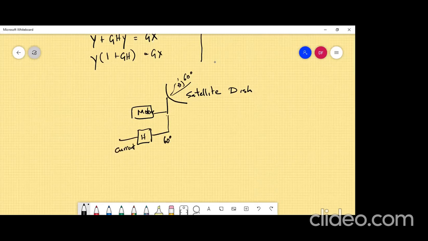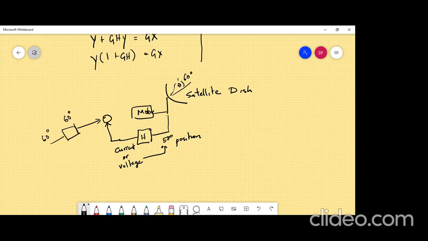So H is going to convert a position to a current or a voltage. And we're going to say that current or voltage corresponds to 60 degrees. So let us say that the feedback says the position is 59 degrees or 58 degrees. We are going to be feeding in 60 degrees. When you turn the dial and put 60 degrees, it is going to convert it to a current or a voltage as well.